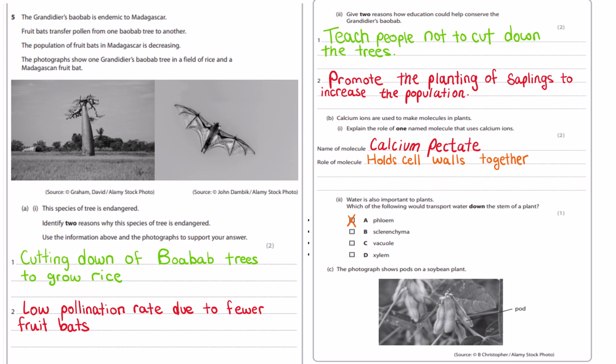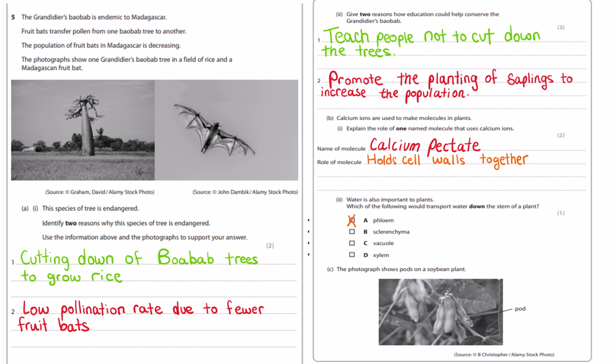Now, water is also important to plants. Which of the following would transport water down the stem of a plant? Okay, so remember the xylem only transports in one direction, whereas the phloem transports in both directions. Therefore, the answer is going to be phloem and not xylem.